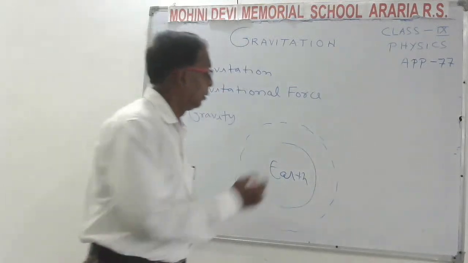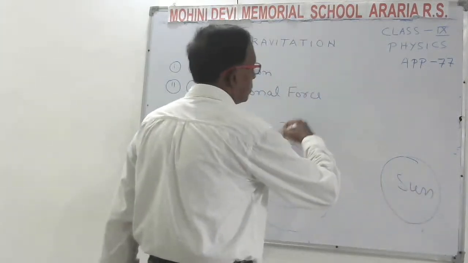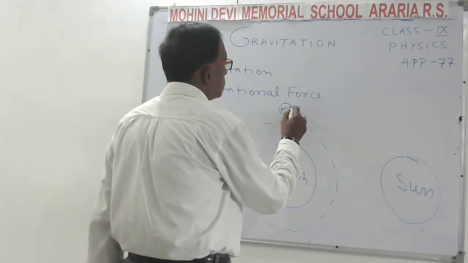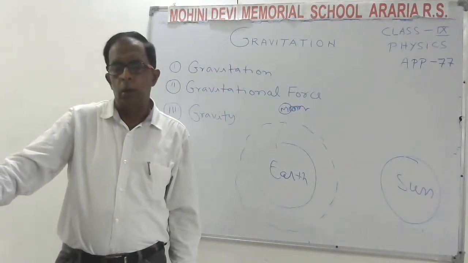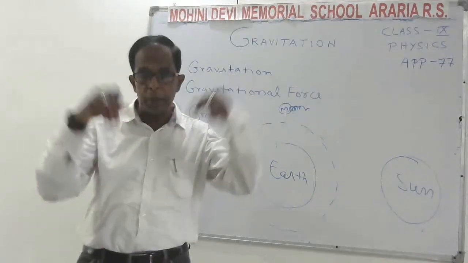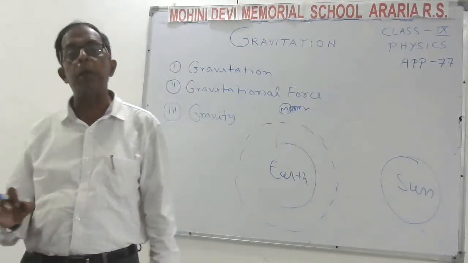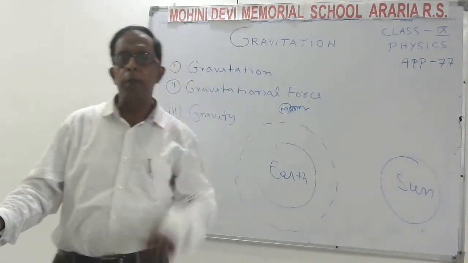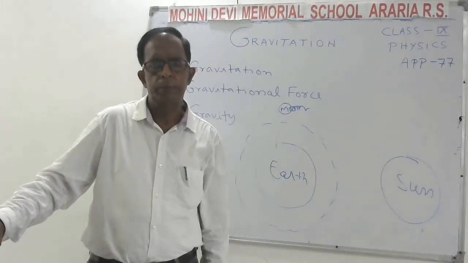And celestial: the earth is moving around the sun. For the sun, this is celestial. Or the moon is moving around the earth, which is a celestial form. Between these objects attraction acts, and that process of attraction is called gravitation. And it does not depend on the size of the object, on the shape of the object, and even on the mass of the object.